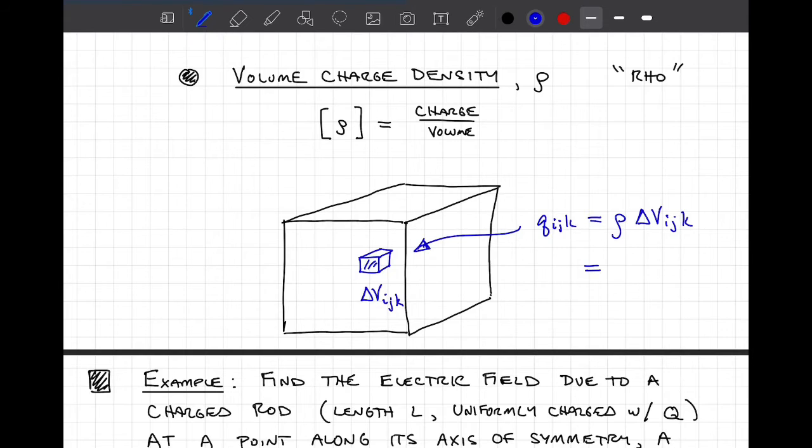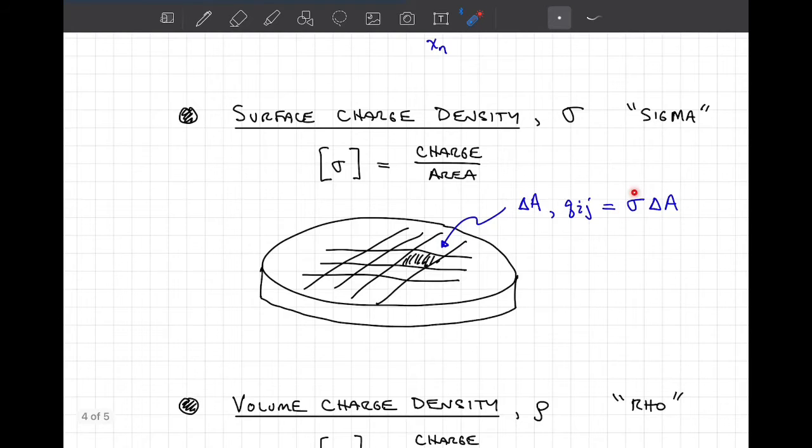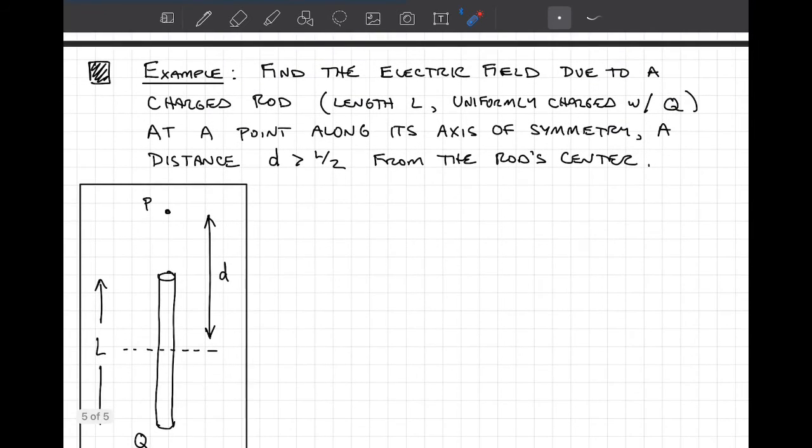And I guess I should write this out a little bit more clearly. It's going to be rho at the position xi, yj, zk times delta v ijk. So rho can be a function of the position, and that's the whole point, is that the amount of charge per unit volume could be different here than it is here, and we take that into account by letting rho be a function. The same is of course true up here, where sigma could be a function of x and y, and it's also true here where lambda could be a function of x as you move along this one-dimensional object. So those are densities.